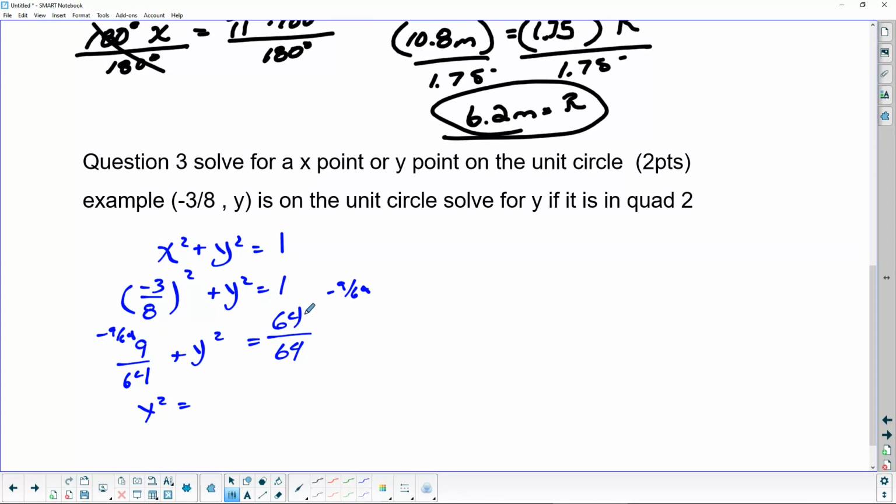Okay, so that's going to be 64 minus 9 is 55 over 64. So there's our answer as a square. So now we square root it. 55 doesn't have an even square root, so we'll just leave it as root 55. And 64 has an even root, 8. There's our answer. It has to be positive to be in the second quadrant. There we go.